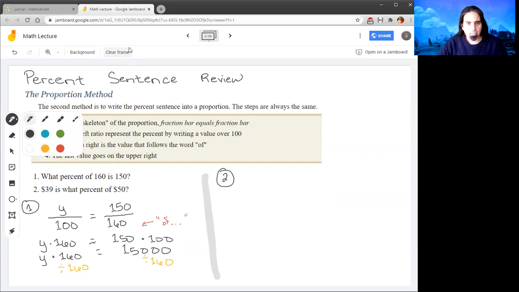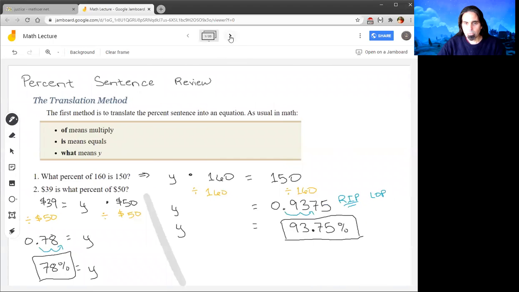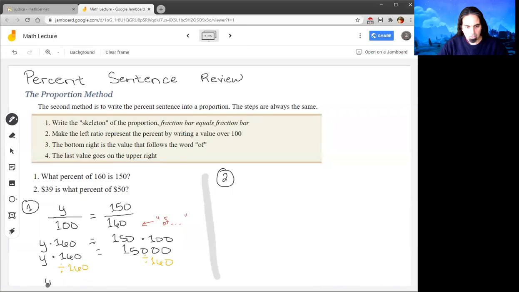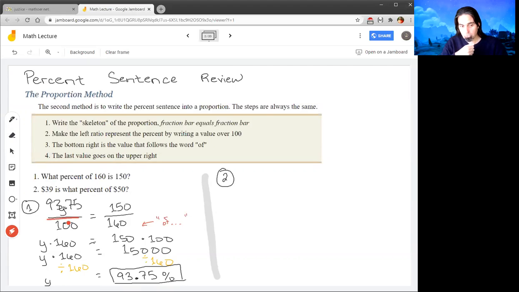Now we're going to get that same answer, 93.75%, but there's no ripple up. We just get 93.75 doing the division and put a percent sign on. And why that works is that if we were to replace y with the 93.75, it would make sense. The fact it's a percent is because it says over 100.